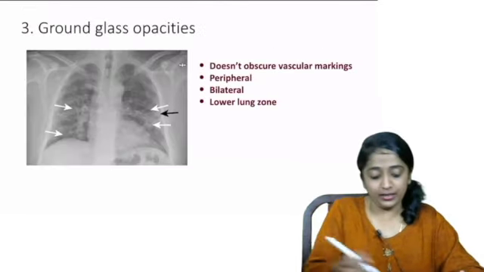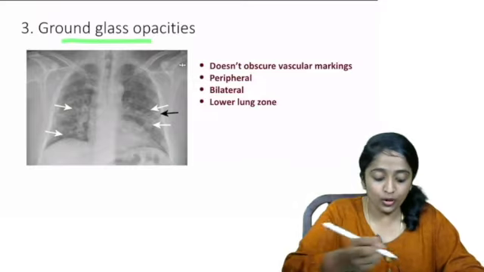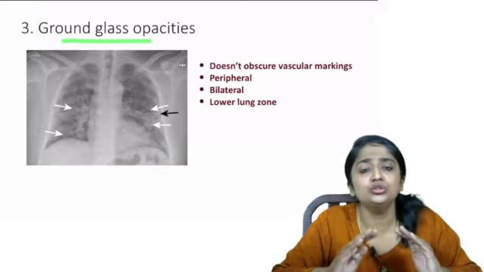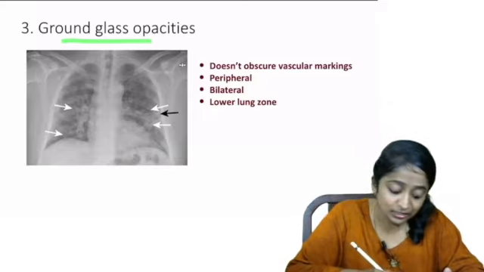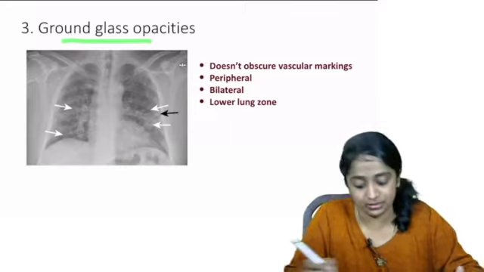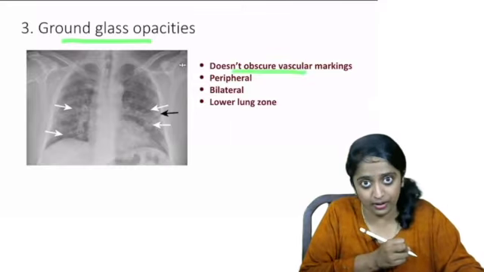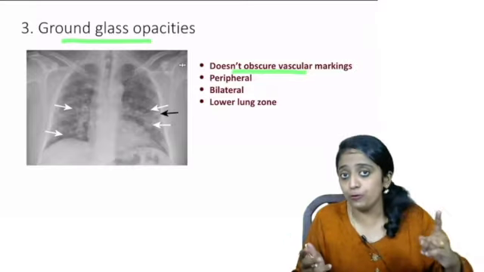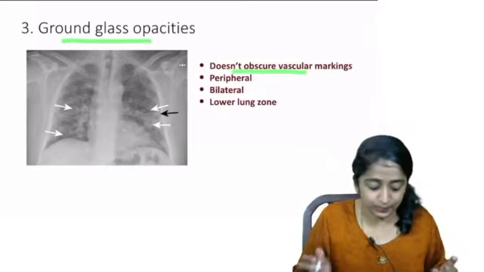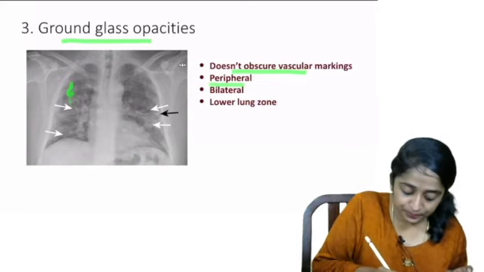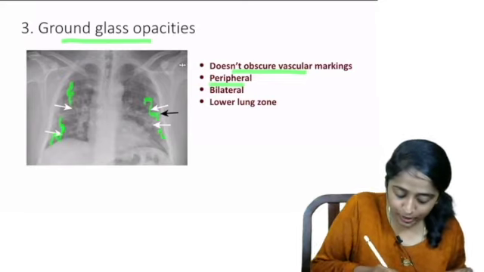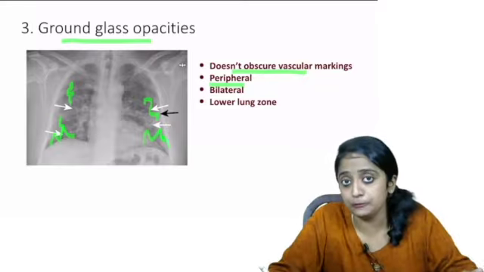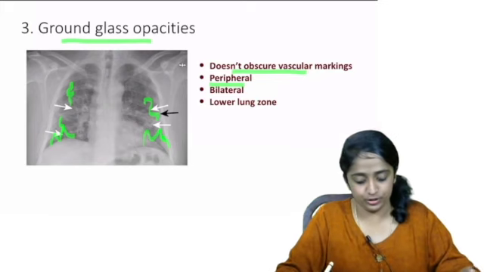Now let's see the next finding, which is ground glass opacities. What is a ground glass opacity? It means there are lung infiltrations, but they are not so severe, not so dense that they obscure the lung markings. You can still see the lung markings. And like consolidation, it is a radiological entity. You have to go for etiology. So if it is peripheral, bilateral, more affecting the lower lung zone, again you can have a slightly higher possibility for COVID-19 manifestation.